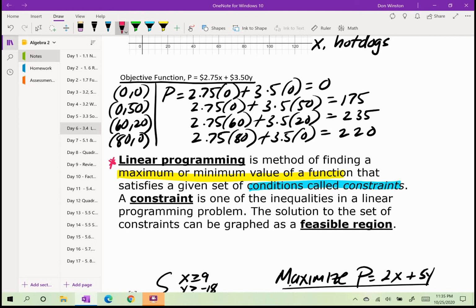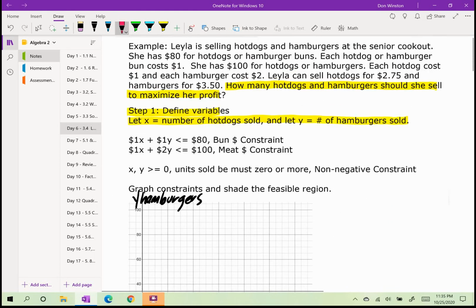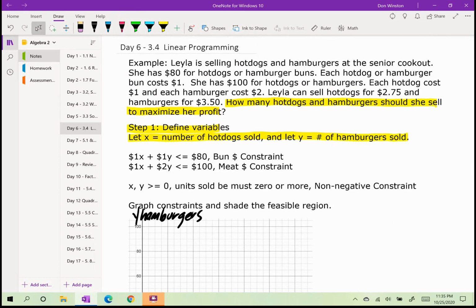Okay, so let's take a look at a word problem involving linear programming. So here we have Leela. She's selling hot dogs and hamburgers at the senior cookout. She has $80 for hot dog or hamburger buns. Each hot dog or hamburger bun costs $1. She has $100 for hot dogs or hamburgers. Each hot dog costs $1 and each hamburger costs $2. Leela can sell hot dogs for $2.75 and hamburgers for $3.50. How many hot dogs and how many hamburgers should she sell to maximize her profit?